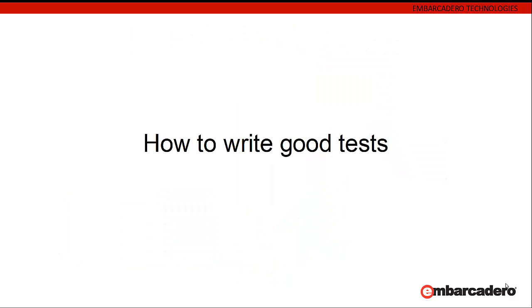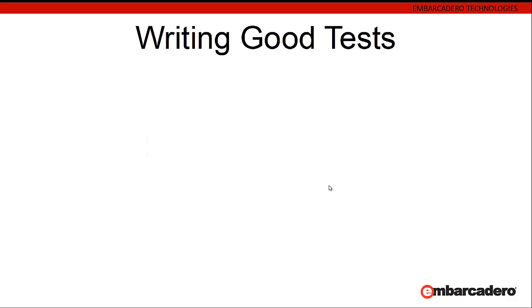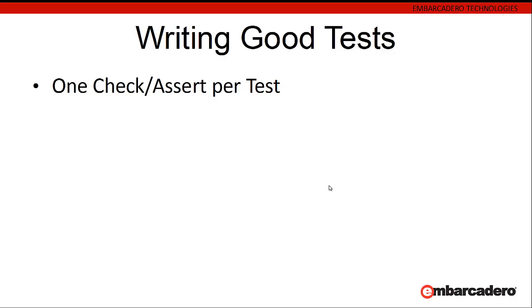Okay, so we've talked about what unit testing is, what unit testing is not, why you want to do it, all those fun things. So now it's time to actually get down to the nitty-gritty and talk a little bit about how to write good tests. So here are some tips for writing good unit tests. First, only write one check or assertion per test.